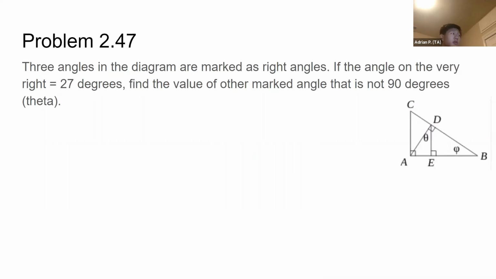Okay, so we're gonna do this one. 3 angles in the diagram are marked as right angles. If the angle on the very right equals 27, find the value of the other marked angle that's not 90, which is this angle here, theta. Give 2-3 minutes.